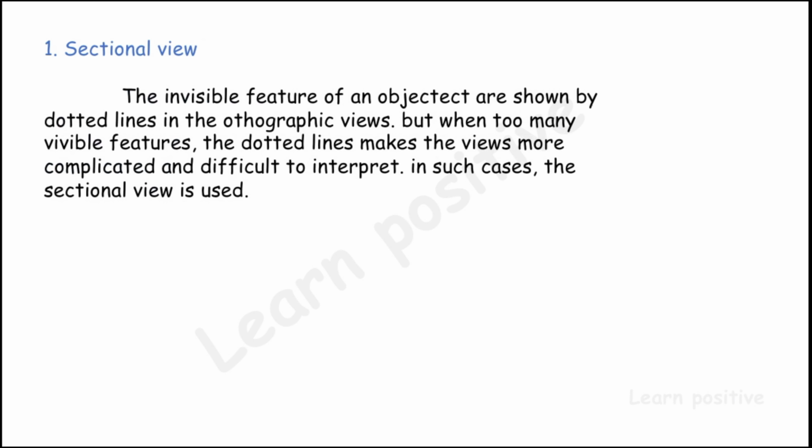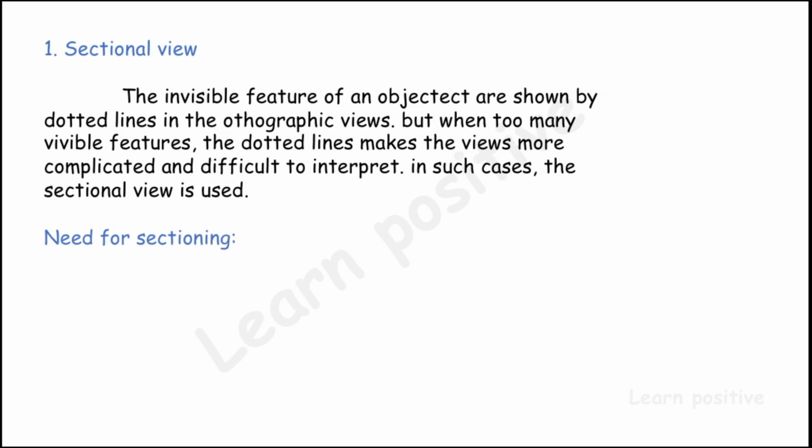So sectional views show the hidden parts of the object in the orthographic view, which are shown as dotted lines in the drawing. Using a large number of hidden lines can confuse our drawing, so we use sectional views there. Sectional view is nothing but sectioning the object. It cuts the object as we require.